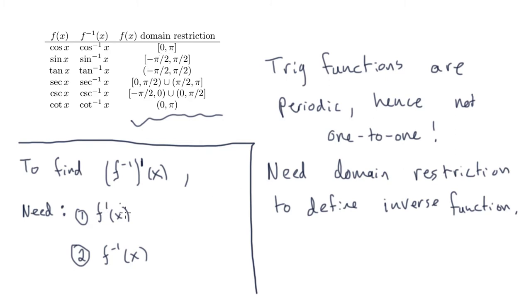But look at what we have here. For each one of these trig functions, we have a way to define an inverse function using a domain restriction, and we know the derivative of all of these trig functions. Therefore, we get for free the derivative of all of the inverse trig functions. So let's break it down and see how the derivative of these inverse functions goes through.